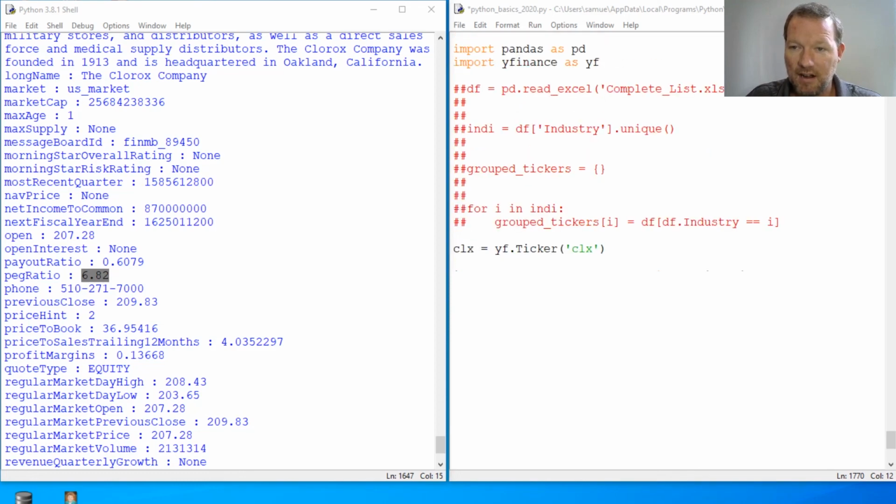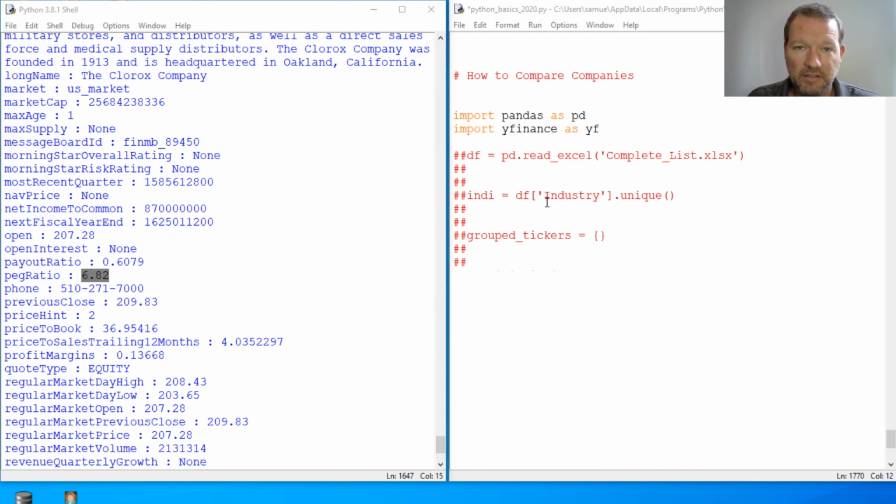This is how you set up to compare companies. This is the building block.